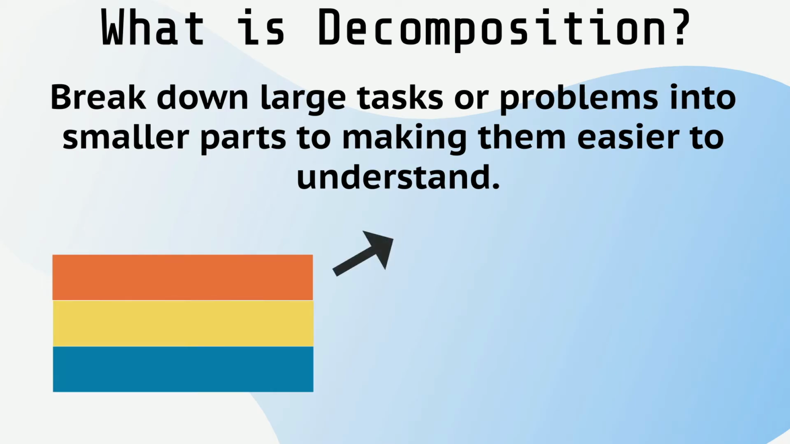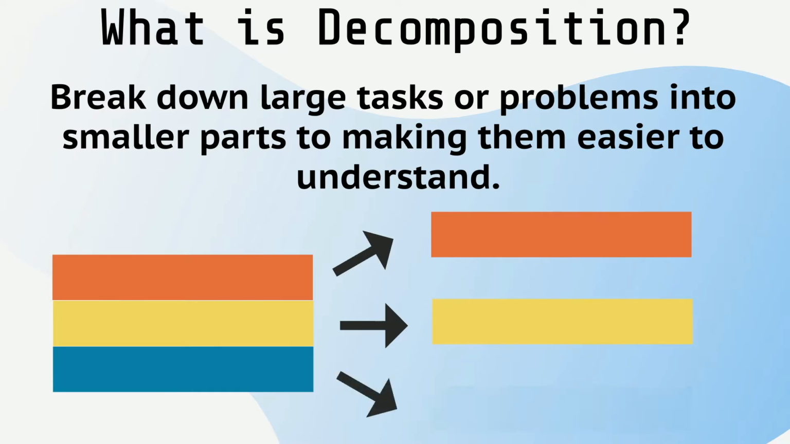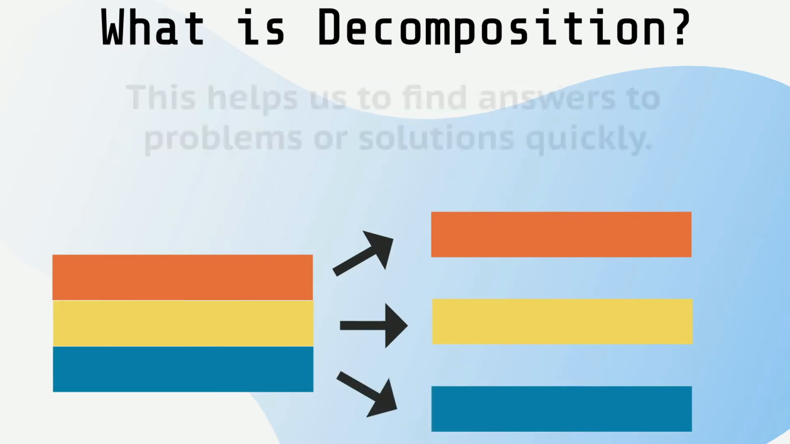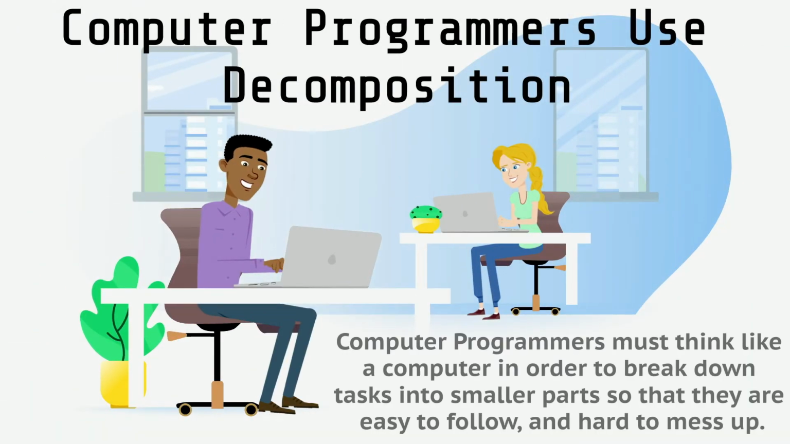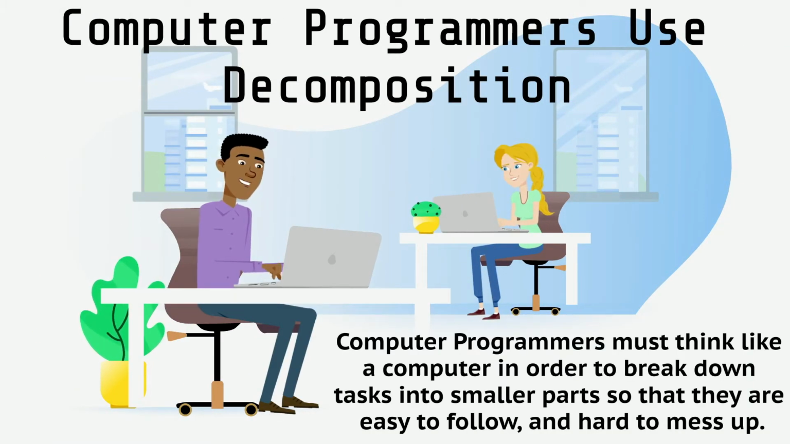Decomposition is when we break down large tasks or problems into smaller parts, making them easier to understand. This helps us to find answers to problems or solutions quickly. This is also how a computer thinks. Computer programmers must think like a computer in order to break down tasks into smaller parts so that they are easier to follow and hard to mess up.